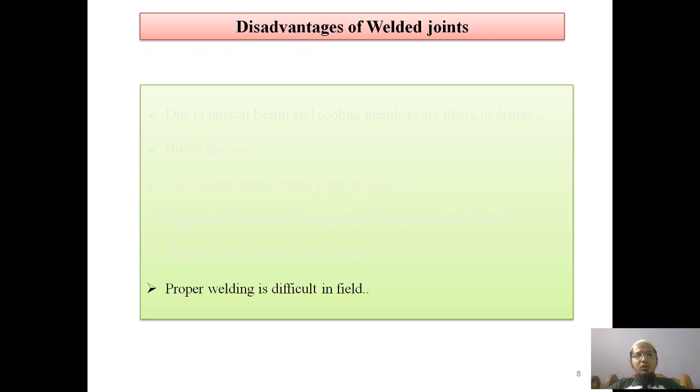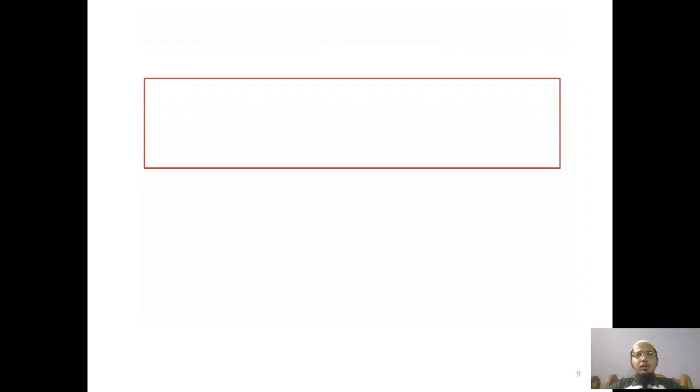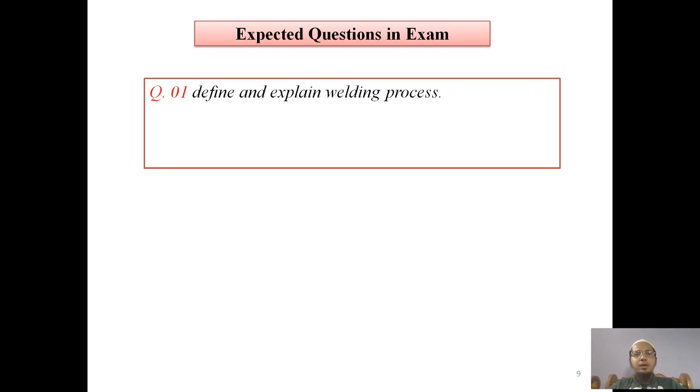So in this session we have just discussed how the welding process is done, advantages of welded joints, and disadvantages of welded joints. Hope you have understood. Now based on these points, in the examination some questions may be asked. So these are the questions which may be asked in the examination. You may note them down.